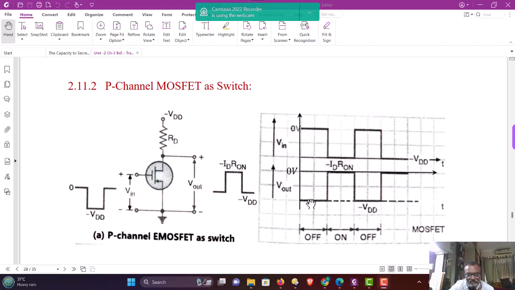So you will see here, when V in is dropped to negative value minus VDD, the output voltage is reaching 0 here, this portion. Whenever input voltage comes back to 0 volt from minus VDD, the MOSFET will be turned off and the output voltage will be the same as minus VDD. The governing equation is Vout is equal to VDD minus ID RD. When MOSFET is off, ID is 0, so ID RD will be 0, and therefore Vout is equal to VDD minus 0, that is equal to minus VDD. The same is shown in the waveform.